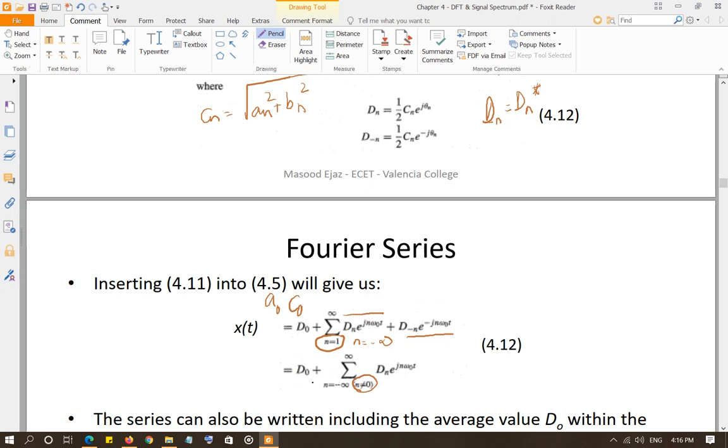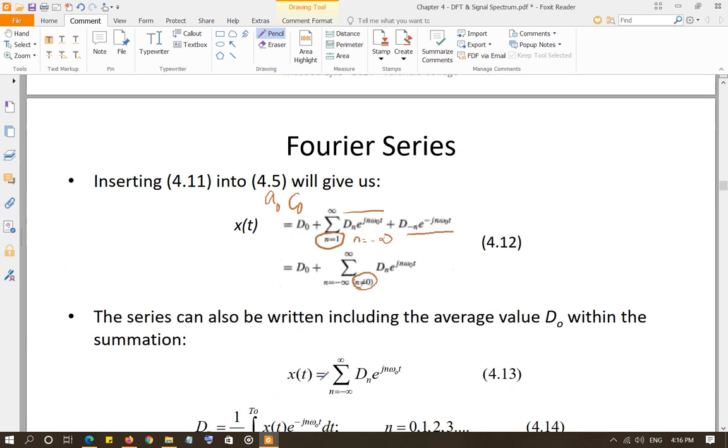And you can also include d naught. Let's see right here. You can also include d naught. So here 0 was excluded, but if you don't exclude 0 and just write the equation without saying 0 is excluded, then when n is equal to 0, what are you going to get? You're going to get d naught e to the power j 0 omega naught t, and e to the power 0 is 1, so this whole thing is going to be 1, and you're going to get simply d naught. So the compact Fourier series can be made even more compact using the exponential Fourier series through this expression.